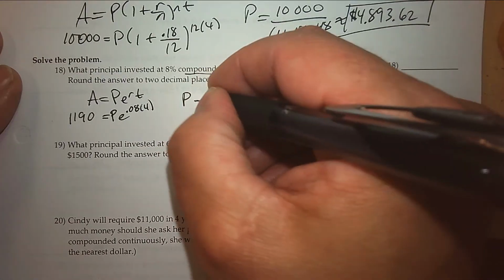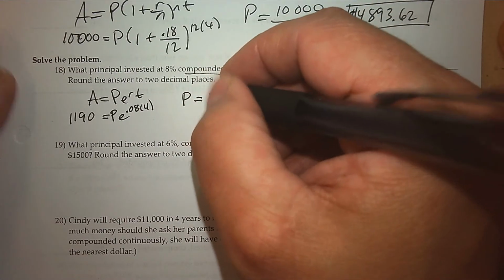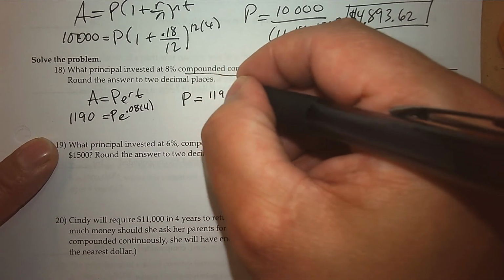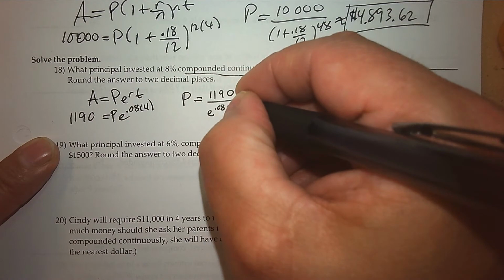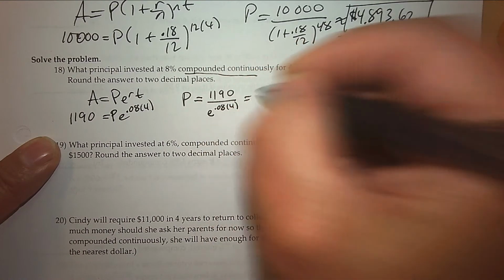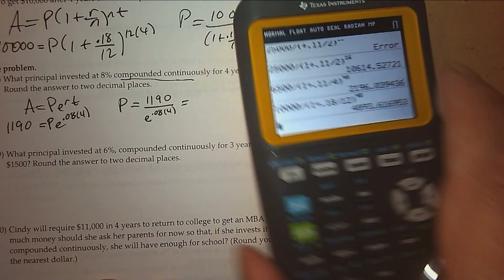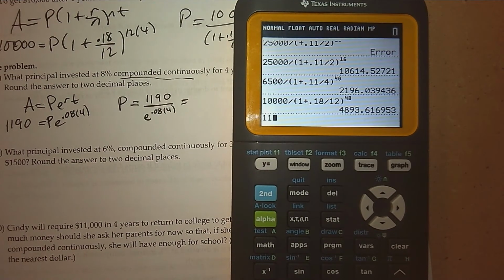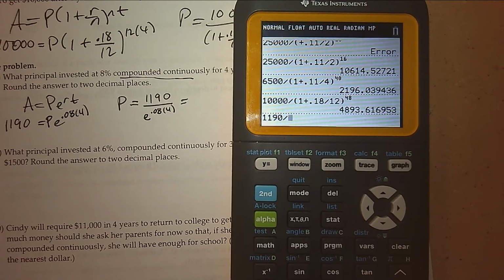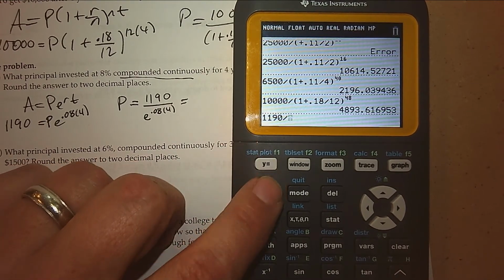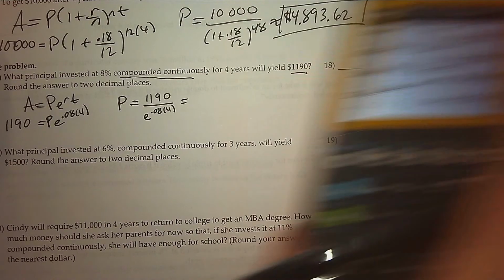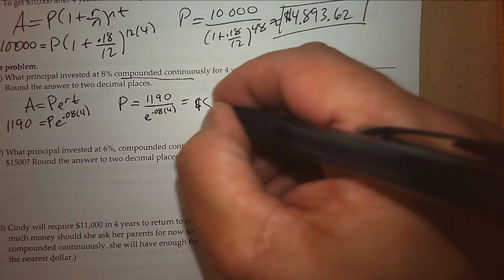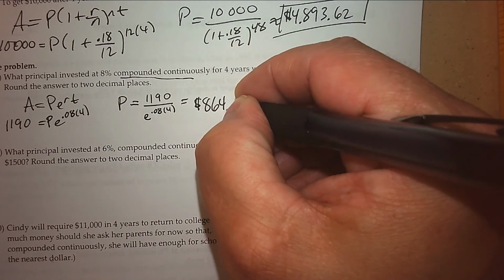So we're going to divide to get P by itself. So it's 1,190 divided by E to that exponent. And then we put it in our calculator. So 1,190 divided by E to the exponent 0.08 times 4. And that gives me $864.12.